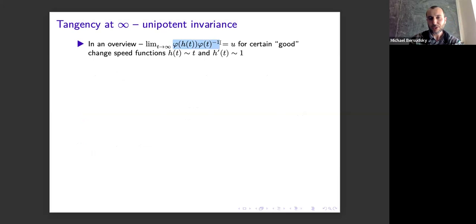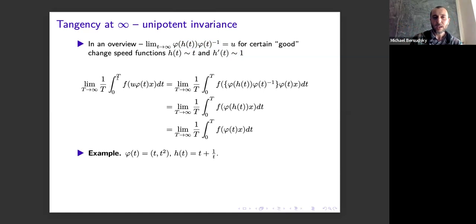So here we have a difference of curves, and h of t here is a function that goes to infinity at the speed of t, and its derivative will be converging to 1. And the interesting fact is that when you take this difference, it will converge to something. And in our case, it will always converge to a unipotent element. So you can imagine the curve t comma t squared, which I'll write in a second.